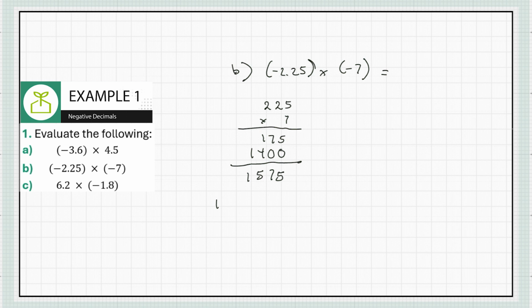Okay, so bring that back up here. 1575. Negative multiplied by negative is positive, so we don't have to change the sign. We have 2 decimal places here, which means we need to reflect the exact same amount in our answer, which is 15.75.